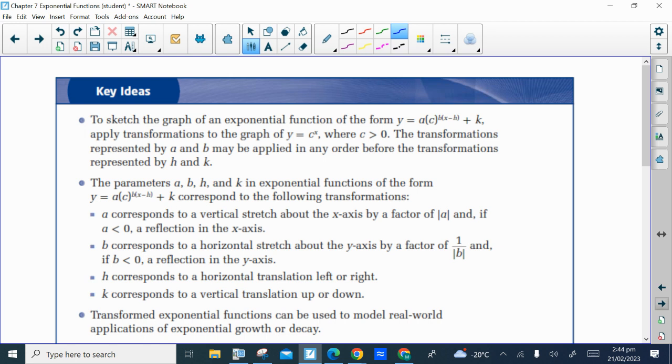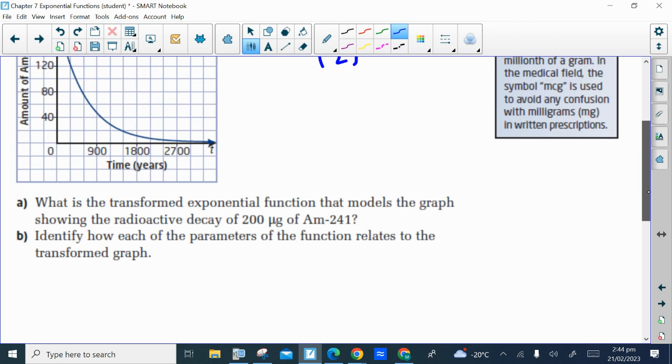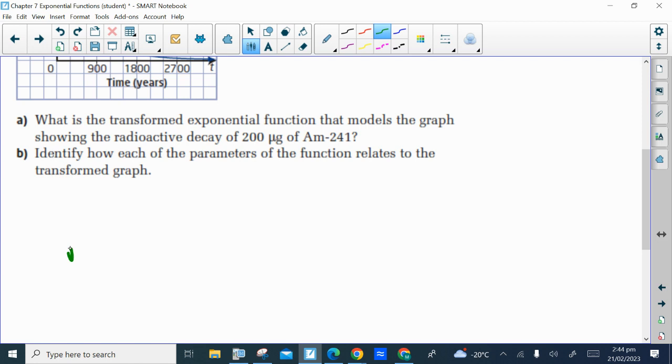So that's transformations of exponential functions. I've got some questions for you to work on. I will post the solutions to Google Classroom so you can check your answers. I would encourage you to definitely do that. Okay.